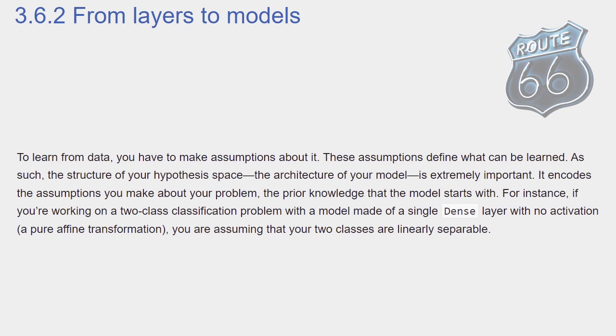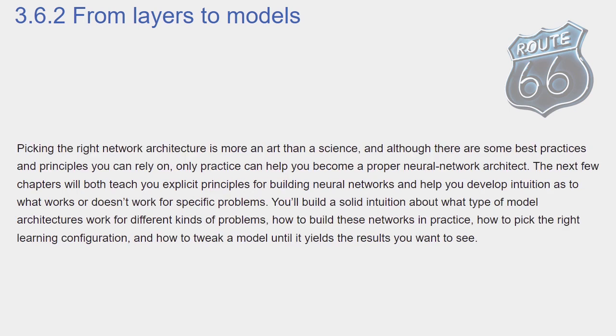To learn from data, you have to make assumptions about it. These assumptions define what can be learned. As such, the structure of your hypothesis space, the architecture of your model, is extremely important. It encodes the assumptions you make about your problem, the prior knowledge that the model starts with. For instance, if you're working on a two-class classification problem with a model made of a single Dense layer with no activation, a pure affine transformation, you are assuming that your two classes are linearly separable. Picking the right network architecture is more art than science, and although there are some best practices and principles you can rely on, only practice can help you become a proper neural network architect.